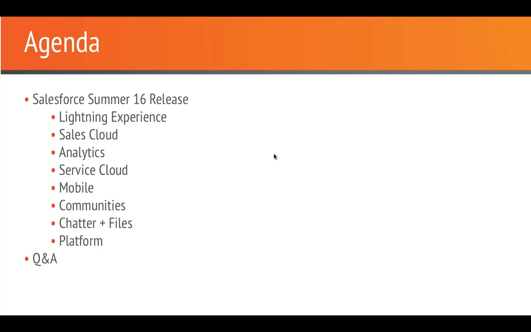So just having a quick look at the agenda, this is what Keir will be running through as the key features of the release. There's a section on the Lightning experience, Sales Cloud, some analytics information, Service Cloud improvements, something on the mobile communities, chatter and files, and then at the end, any platform updates that are coming in as part of the release.